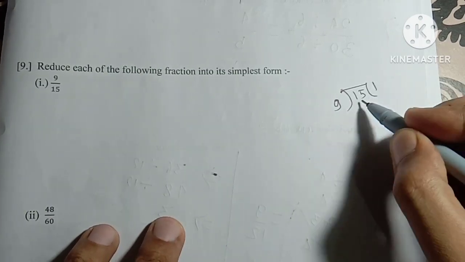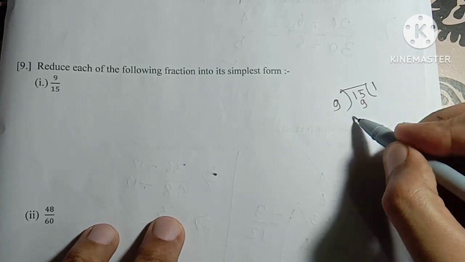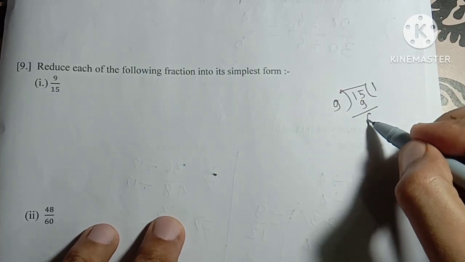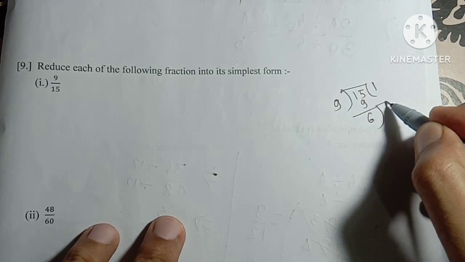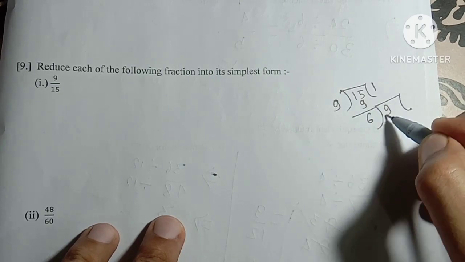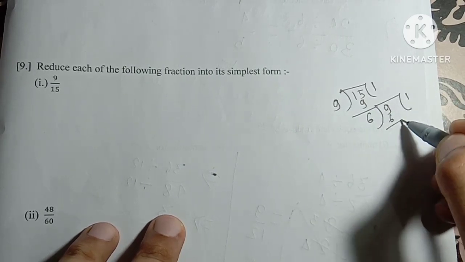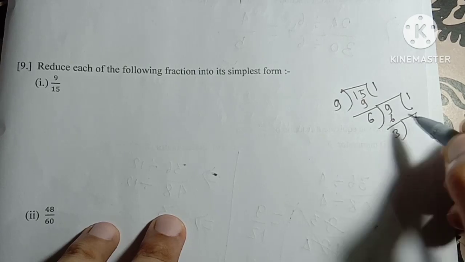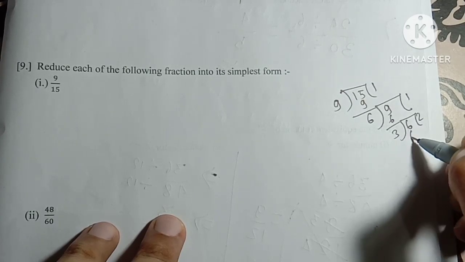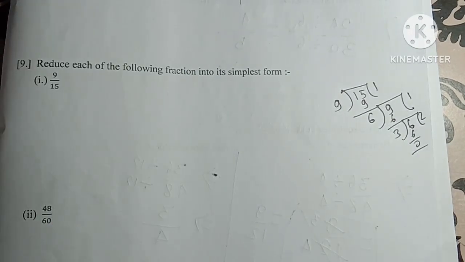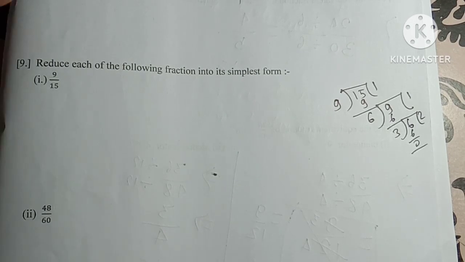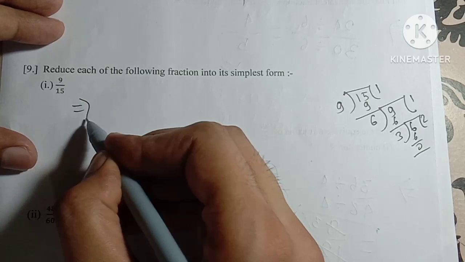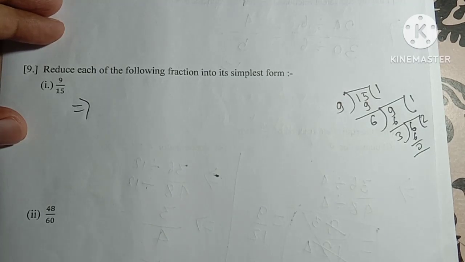So 1 times we will put 9. Here the remainder will come 6. Now this 6 becomes the divisor and this 9 becomes the dividend. Now 1 times 6, again this becomes the divisor and this becomes the dividend. So 2 times. So the HCF of 9 and 15 is what? 3.